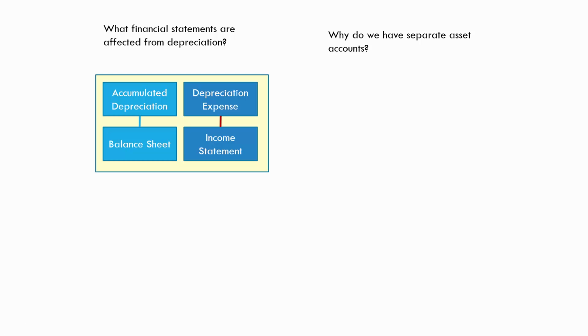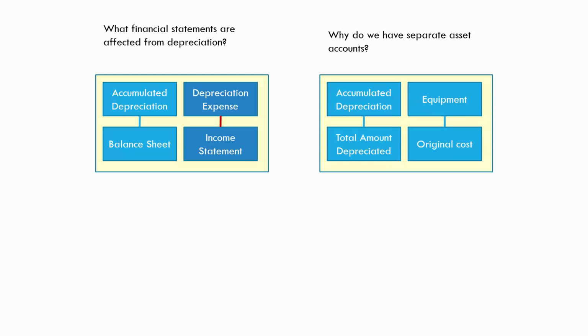So, what financial statements are affected by depreciation? The income statement will get affected by depreciation expense, and the balance sheet will be affected by accumulated depreciation. Why do we have these separate ones? Well, it gives the reader of the financial statement additional information, because now we can look at it and say, how much did that equipment cost? How much has it been depreciated? And we have an idea of how old it is.